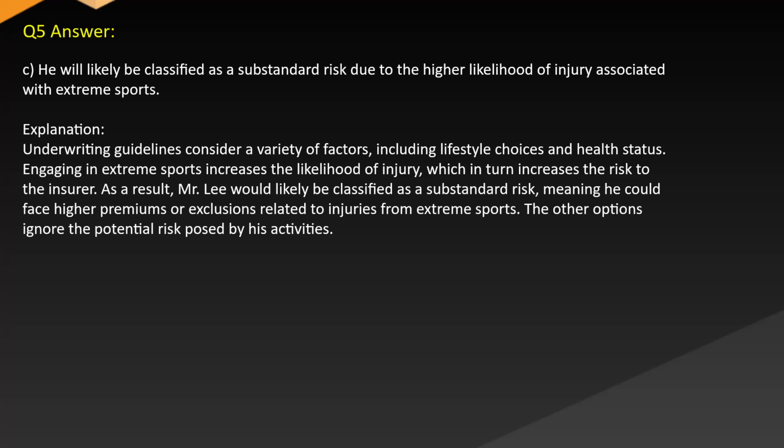Answer: C. He will likely be classified as a substandard risk due to the higher likelihood of injury associated with extreme sports. Explanation: Underwriting guidelines consider a variety of factors, including lifestyle choices and health status. Engaging in extreme sports increases the likelihood of injury, which in turn increases the risk to the insurer. As a result, Mr. Lee would likely be classified as a substandard risk, meaning he could face higher premiums or exclusions related to injuries from extreme sports. The other options ignore the potential risk posed by his activities.